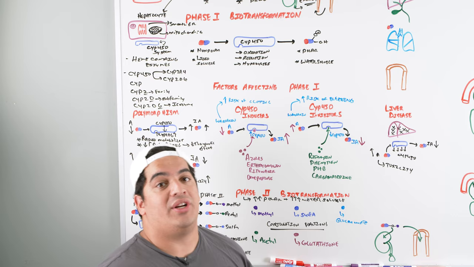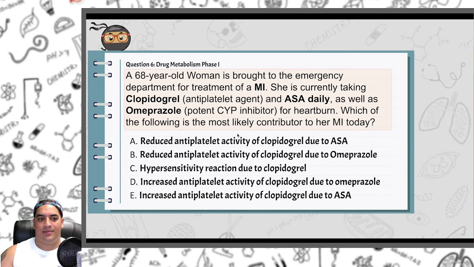All right, engineers, let's do some practice problems. We've got question number six here. It's on metabolism. We have a 68-year-old woman brought to the emergency department for treatment of an MI, myocardial infarction. She's currently taking clopidogrel and aspirin, hopefully for that, as antithrombotic agents. Now, really important to know here, clopidogrel is a prodrug. So when it gets metabolized by the liver, by the CYP450 system, it gets converted from the prodrug, which is the inactive form, into the active form. Super important to remember that.